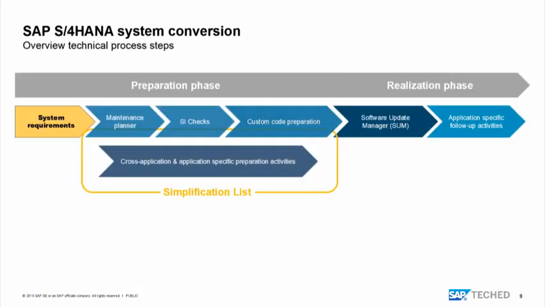The overview about the technical process step, you see left-hand side, we have the system requirements that we have already been talking about. We will have a short look on the maintenance planner, the SI checks, custom code preparation, and an important factor there is something we call the simplification list. The reason is that with S4HANA, some things have changed, and the things that are changed are written down in this list. So there are some changes, some adaptations, some new features, some deprecations. All this is written down in the simplification list. That will be focused on one of the following slides, of course. And this list is the foundation for these tools that we will check: the maintenance planner, SI checks, custom code. And then further on the right-hand side, you see the realization phase where the actual technical conversion happens with the software update manager, and there may be some application-specific or generic follow-up activities.